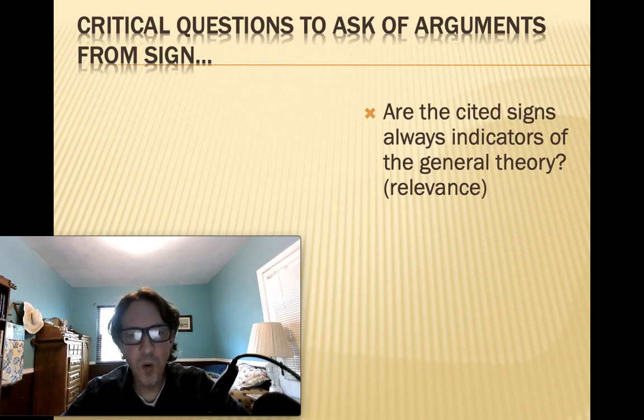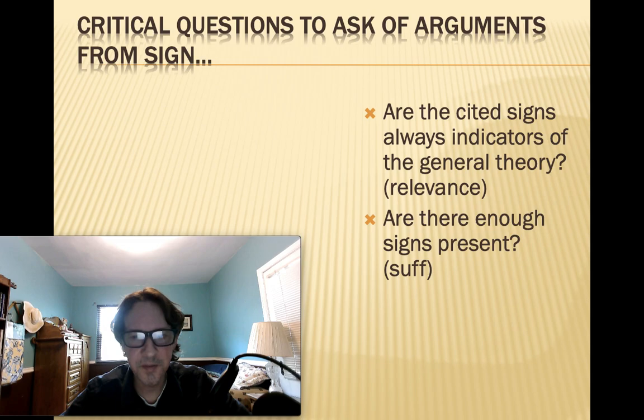So again, critical questions to ask or ways to rebut these arguments from sign. Are the cited signs always indicators of the general theory? In other words, is this sign really relevant? In our case, for instance, the Black Lives Matter example, maybe people perceive that the criminal justice system is unjust, but that might not be relevant to whether it actually is or not, because people don't perceive the entire criminal justice system. Are there enough signs present?